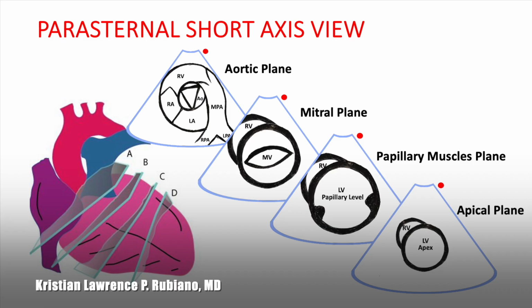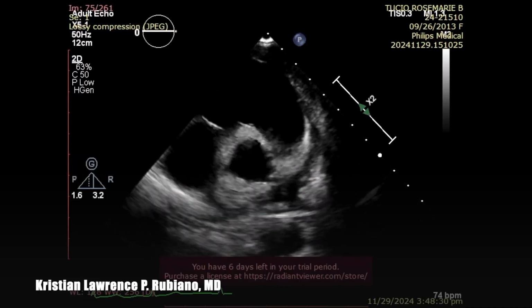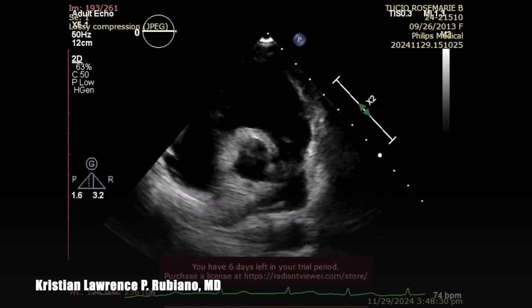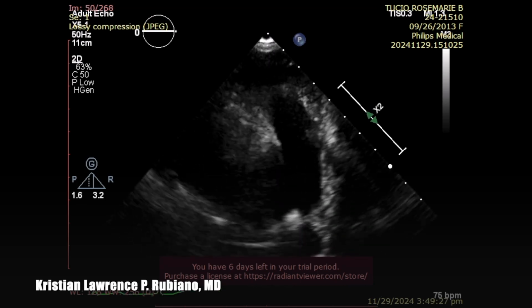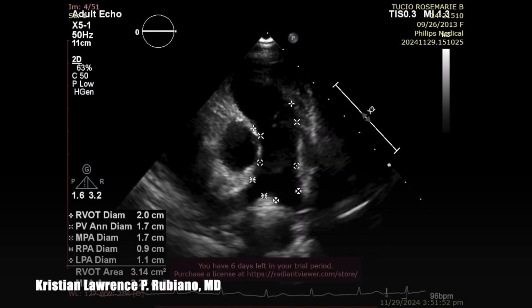With the parasternal short axis view, record real-time or B mode at the level of the great vessels by tilting superiorly, tail down, measuring the following at the mid-systole. Measuring the following, including aortic diameter, RVOT diameter, PV annulus, main pulmonary artery, the right pulmonary artery, and the left pulmonary artery.